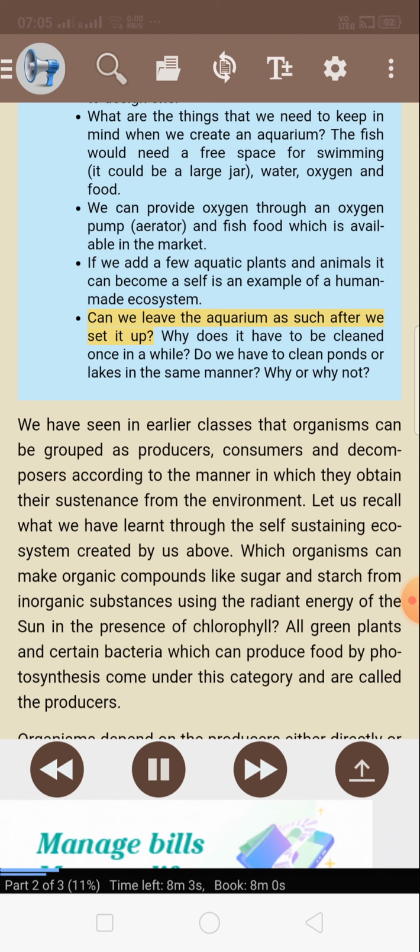ecosystem. Can we leave the aquarium as such after we set it up? Why does it have to be cleaned once in a while? Do we have to clean ponds or lakes in the same manner? Why or why not? We have seen in earlier classes that organisms can be grouped as producers, consumers, and decomposers according to the manner in which they obtain the sustenance from the environment.